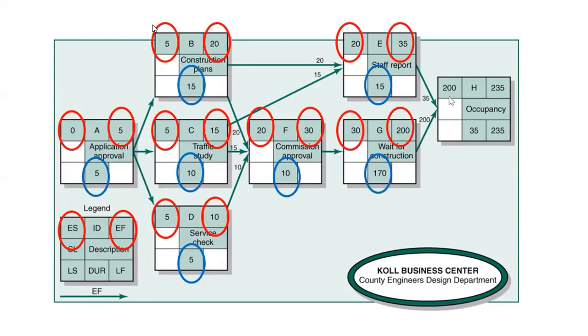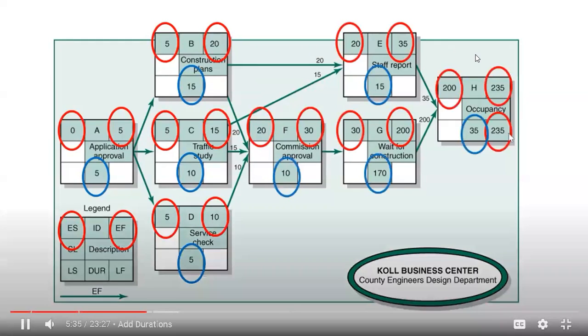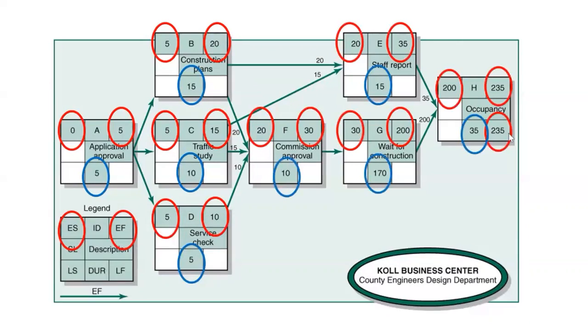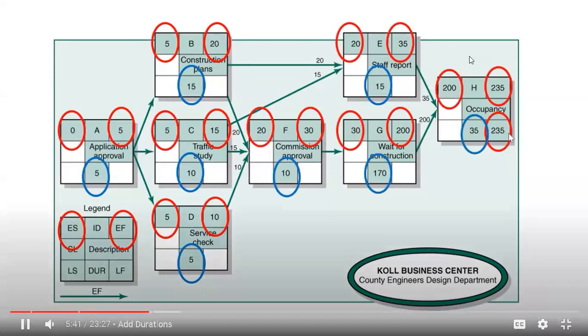Here we have to take across the largest number. If we don't, not all of the required work will be completed. So 200 plus 35 equals 235, and this is indicating that 235 days is the fastest time frame that we can get this project done in. It cannot be done any earlier than that.